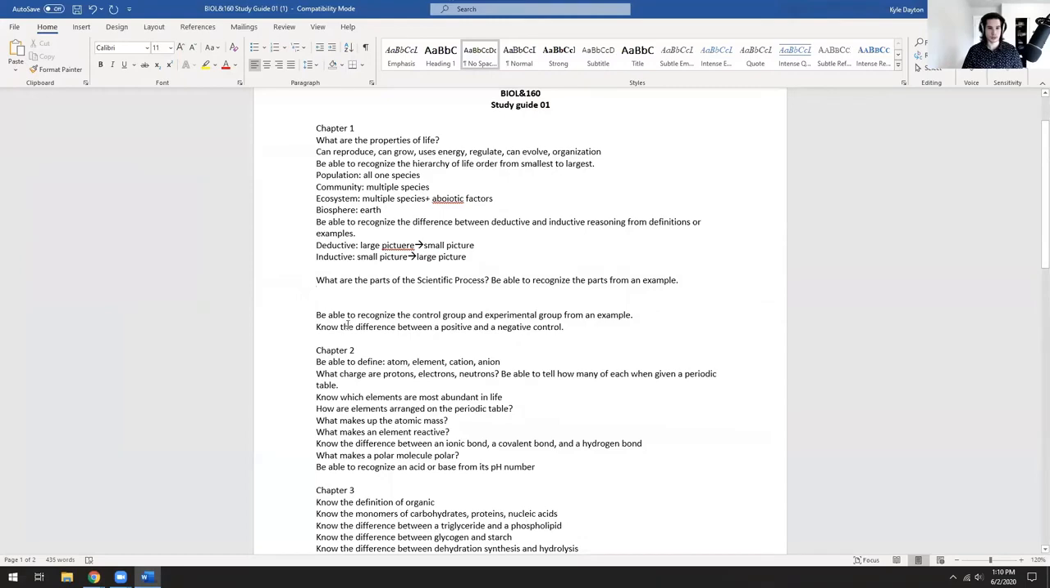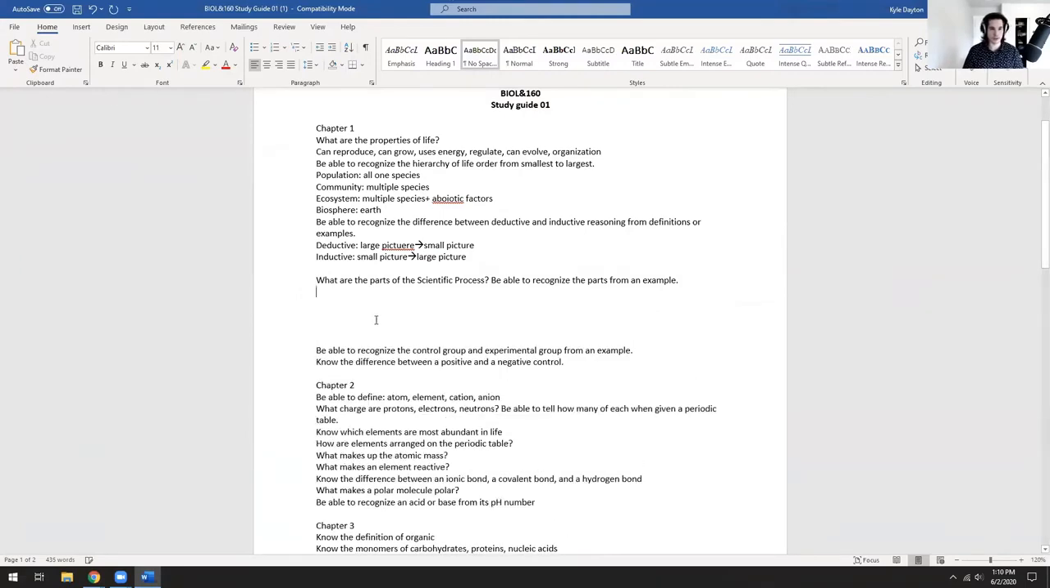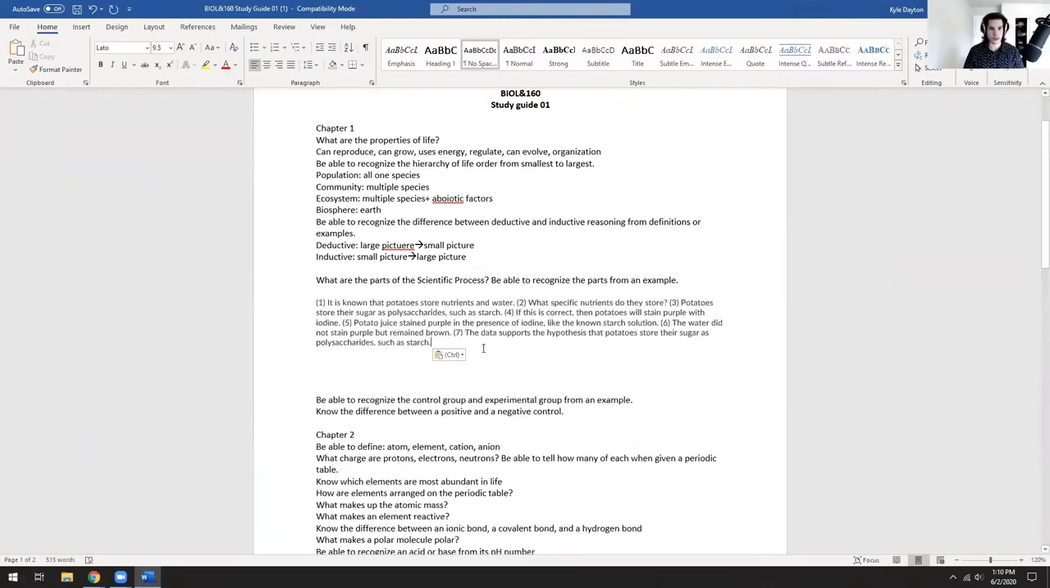What are the parts of the scientific process? Be able to recognize the parts from example. So let's just roll with this right here. So it's known that potatoes store nutrients in water. Okay. So that would probably be background research, right?